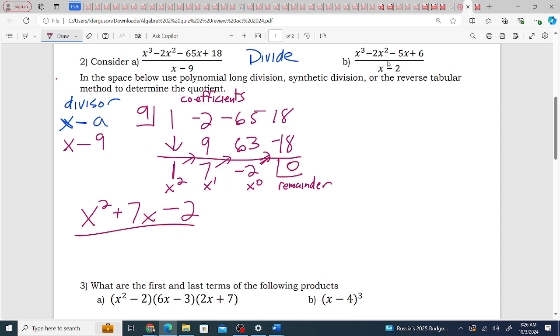Now, I can use the tabular method on this. I can use long division on this. But I'll tell you again, I like the synthetic division. So, what's my a for this problem? It's 2. And what are my coefficients?